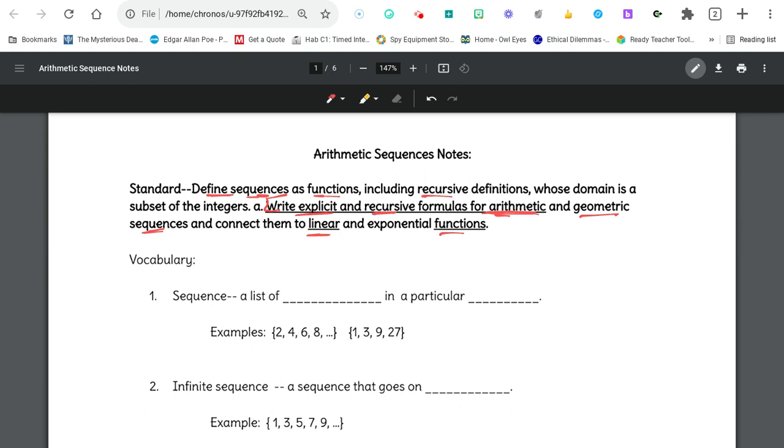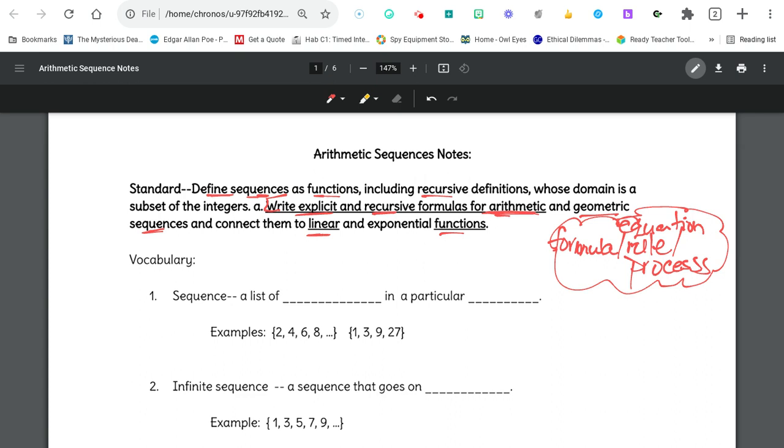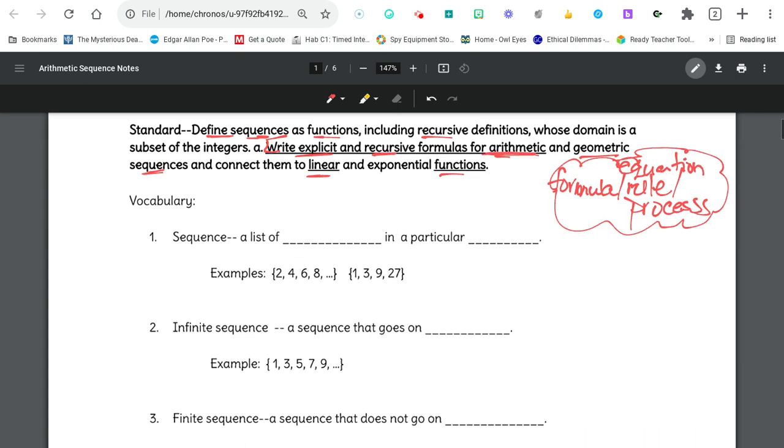If you hear me say the word formula, rule, or process, you can just refer to an equation. Most of the time I'm talking about writing an equation. And that's it. All right, so let's get started.